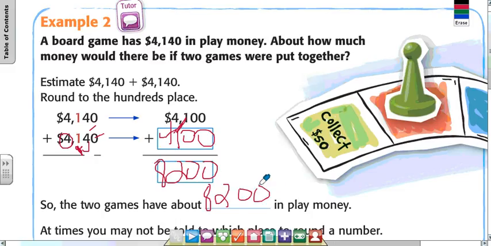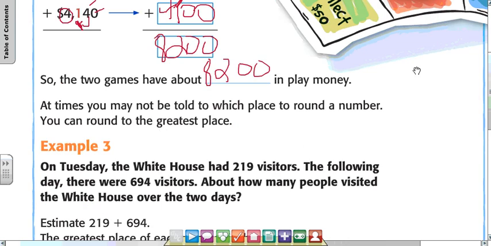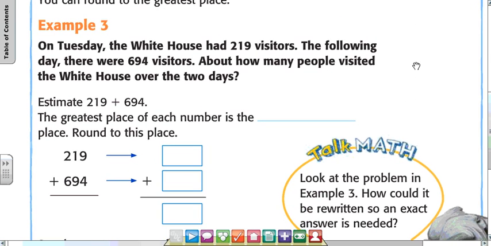8,200 in play money. Now look at example number 3. Again, they're asking us to do what first? Round, okay, which is estimate, and then it tells you to add. All right, so we're going to estimate 219 plus 695 to the round.